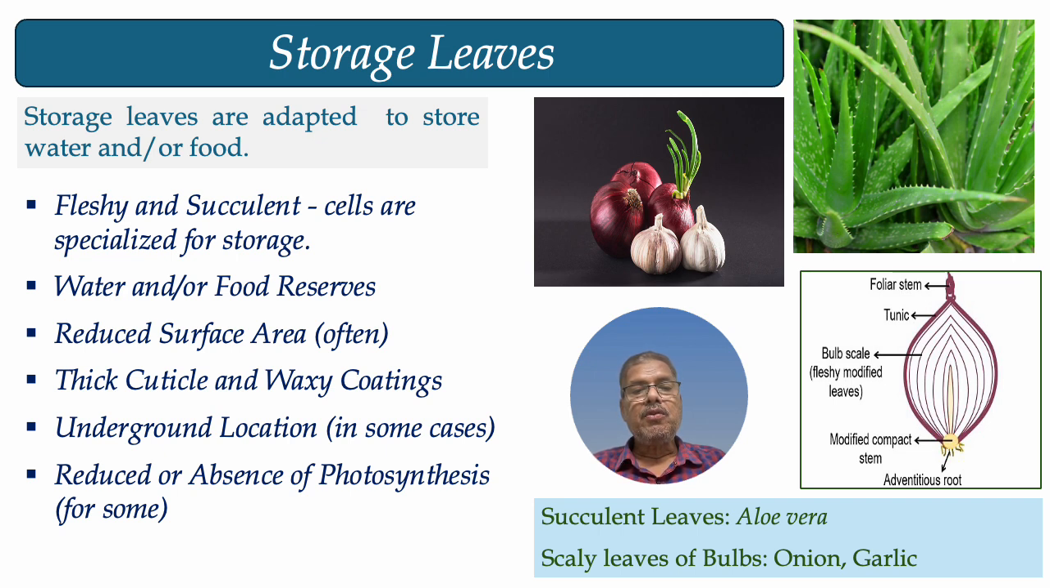The succulent leaves store water. They have specialized parenchyma cells with a large vacuole that can swell significantly to hold water. For water storing leaves, a reduced surface area helps to minimize water loss through transpiration. An example of succulent leaves is aloe vera.